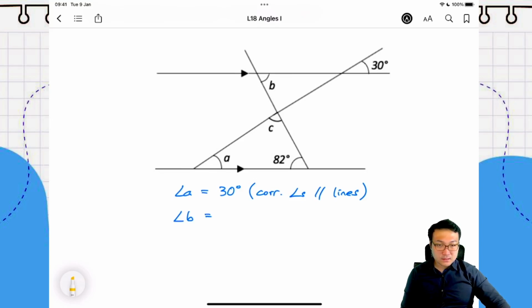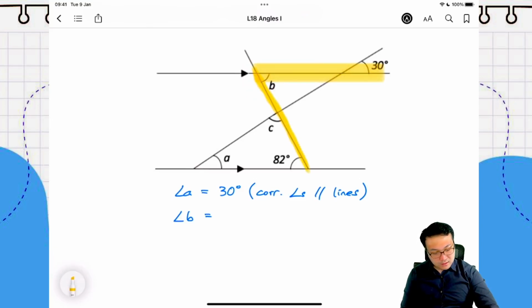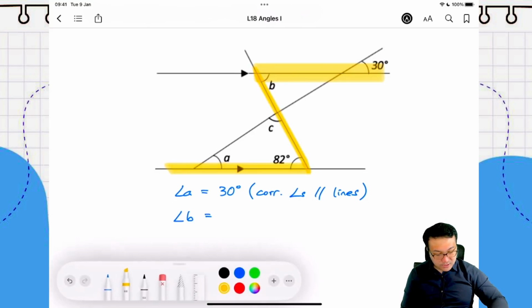No angle X. No angle X. Just find angle B. Students, find angle B, everyone. Okay, let's draw a letter Z. Now can you find angle B, students? Can you find angle B or not?